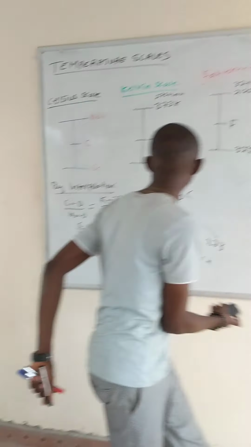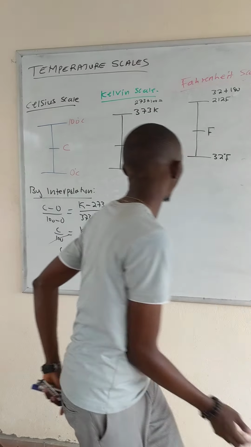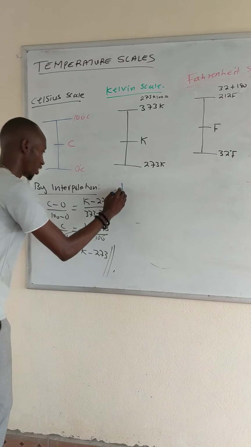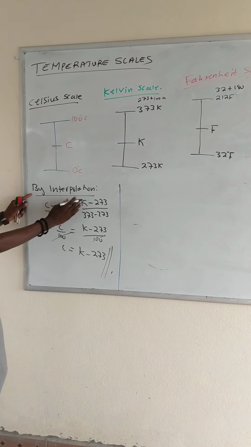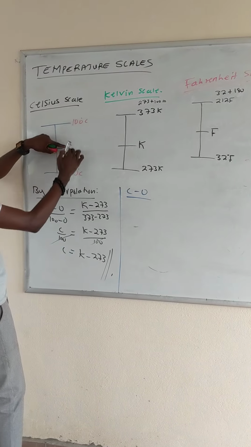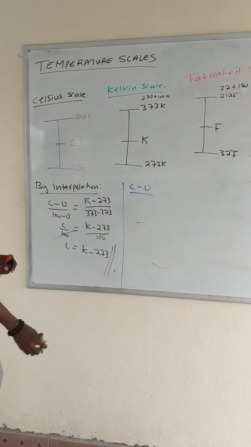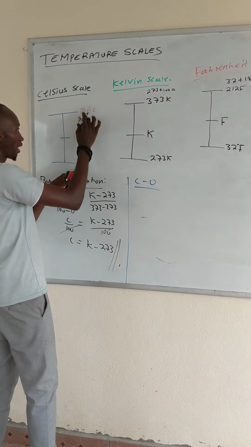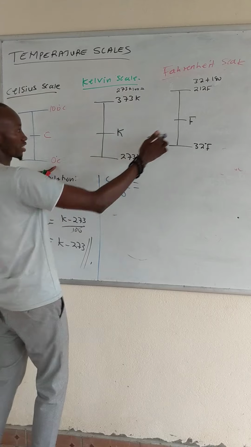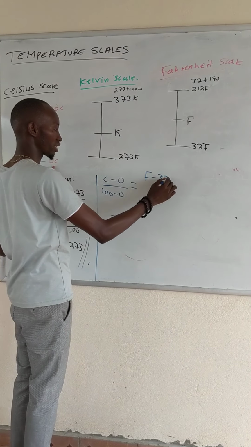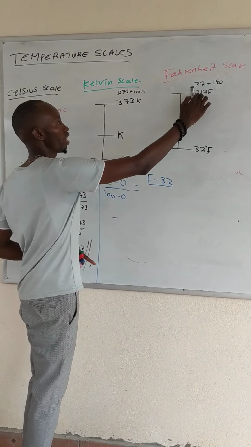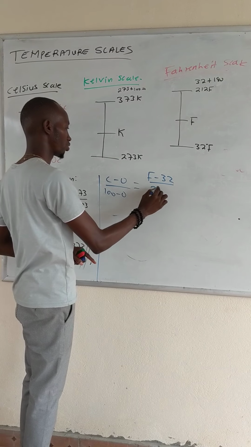So if we move again, in another version, how can we compare the Celsius scale to the Fahrenheit scale? If we consider that again, we do the same by interpolation. If we interpolate, let's say C minus 0, you can do it to your choice, you can either say 100 minus C. Anyhow you do it, you are going to arrive at the same result. But consider C minus 0 and 100 minus 0, which is easier, equals F minus 32 divided by, since here we say 100 minus 0, here you go to 212 minus 32.